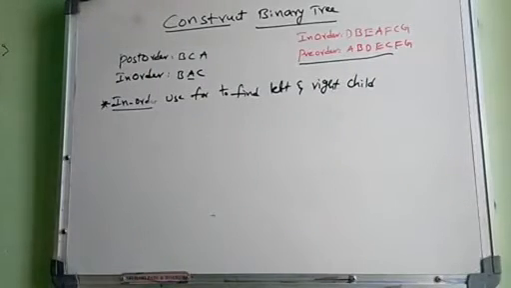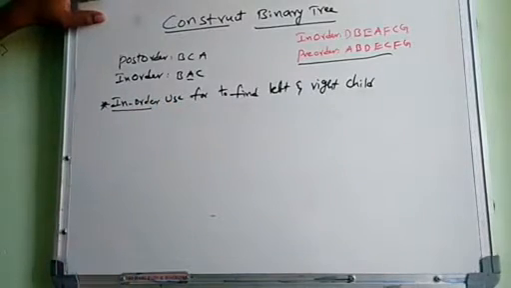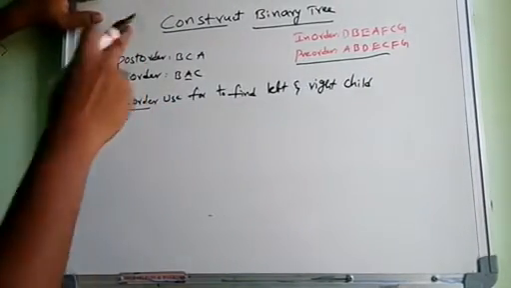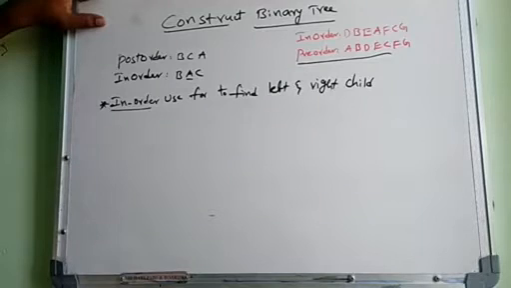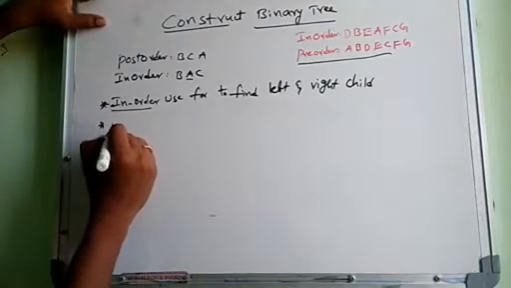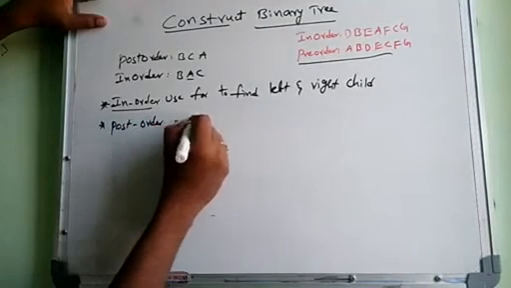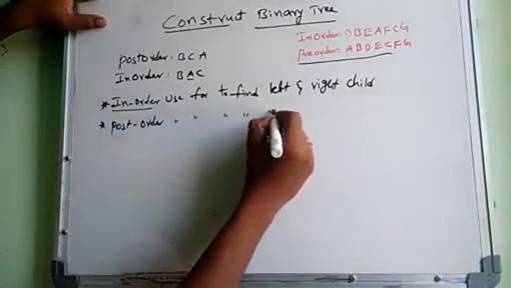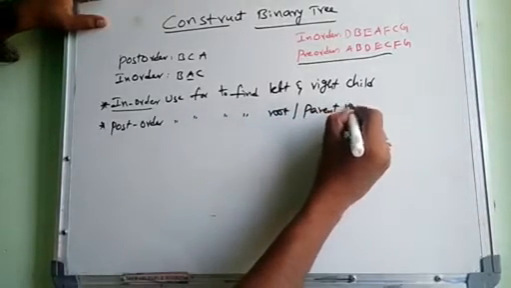Example, take a different combination: one is in-order, another is post-order. Already we know the use of in-order, since we constructed a binary tree using in-order and pre-order. So take another two inputs, in-order and post-order. Post-order is used to find the root or parent node, the same as pre-order.